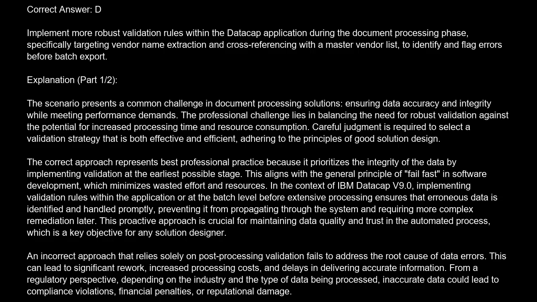This aligns with the general principle of fail fast in software development, which minimizes wasted effort and resources. In the context of IBM Datacap V9.0, implementing validation rules within the application or at the batch level before extensive processing ensures that erroneous data is identified and handled promptly, preventing it from propagating through the system and requiring more complex remediation later. This proactive approach is crucial for maintaining data quality and trust in the automated process, which is a key objective for any solution designer.